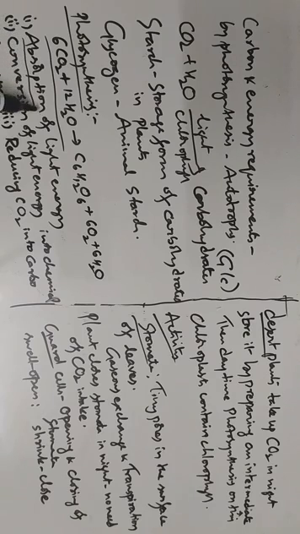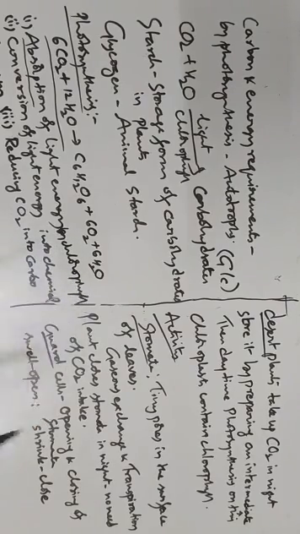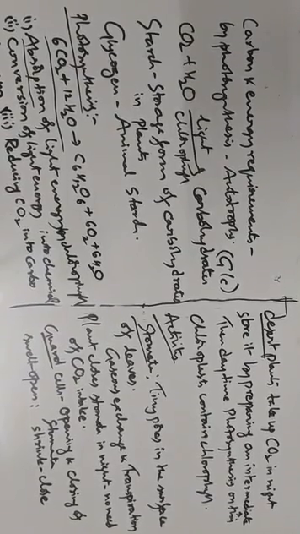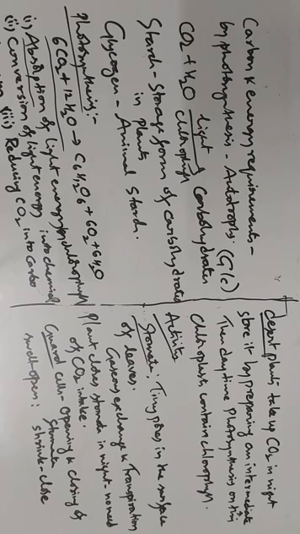The 3 events are absorption of light energy by chlorophyll, then conversion of this light energy into chemical energy, and using this chemical energy, reducing the carbon dioxide into carbohydrates is the 3rd event. First event is absorption of light energy by chlorophyll. Second event is conversion of this light energy into chemical energy like ATP, because light energy cannot be directly utilized for the reduction of carbon dioxide.